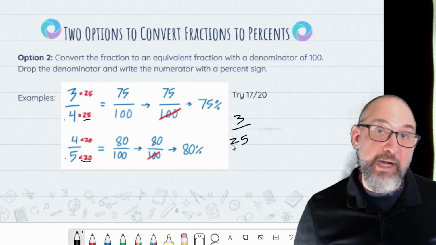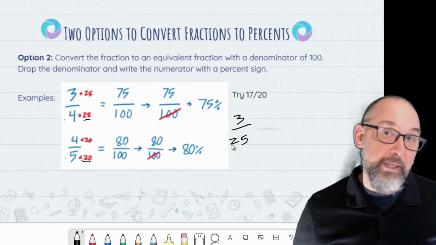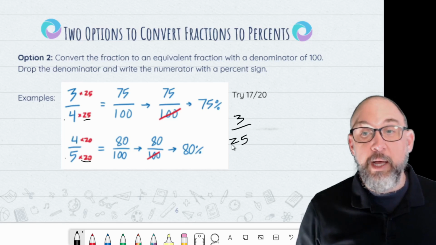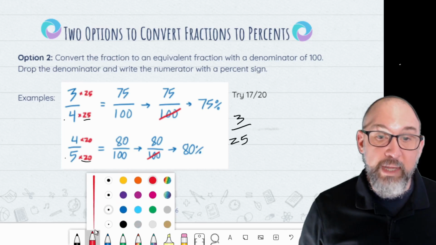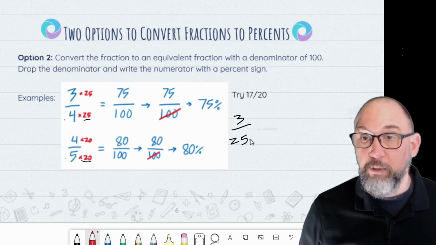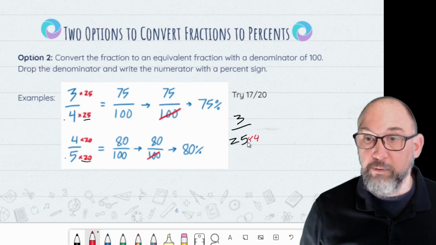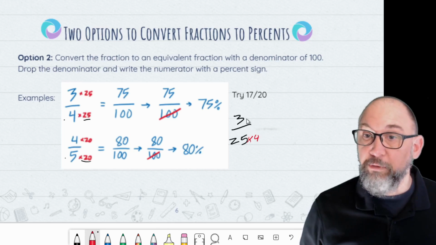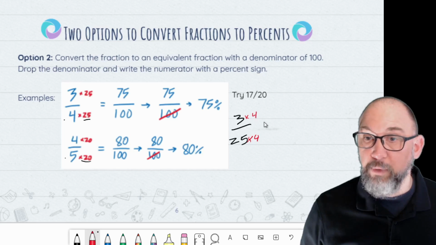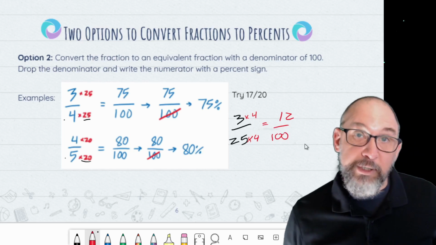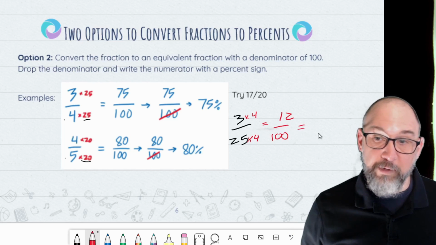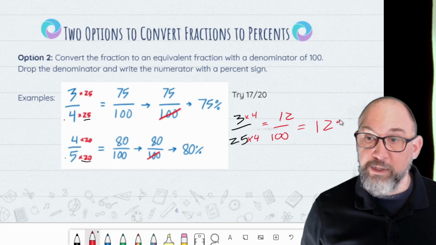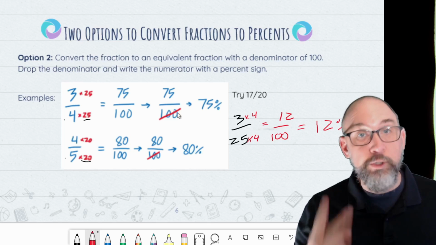So to turn this fraction into a percent, what you want to do is write an equivalent fraction that has a denominator of 100. So to turn a 25 into a 100, you multiply by 4. So you multiply the 25 times 4. Do the same thing to the 3, multiply by 4. And what you get is 12 over 100. Remember, percent means for each 100. So if it's 12 for each 100, that's 12%. Okay? 2 methods.